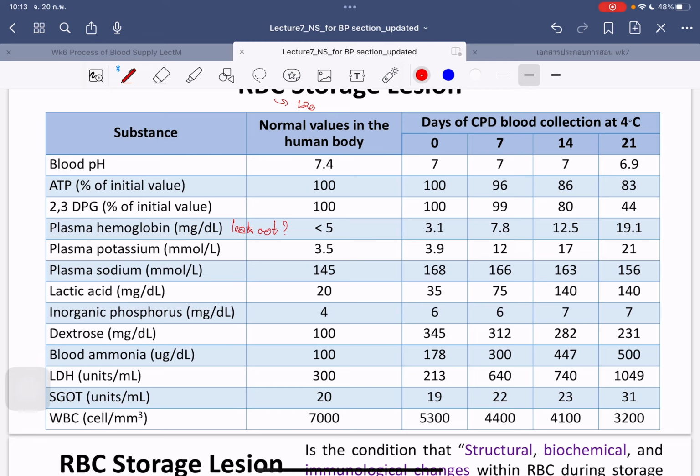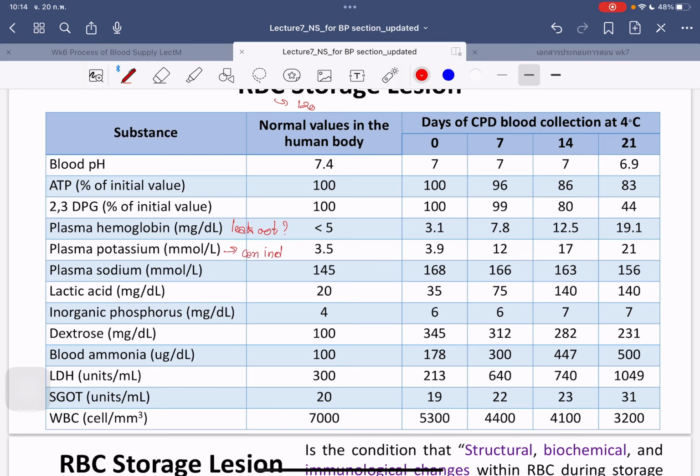And you imagine that if you transfuse this blood to the patient, what's going to happen? High potassium and high hemoglobin in plasma. Yes, the patient is going to have high potassium in the plasma, and then it will induce cardiac abnormality.